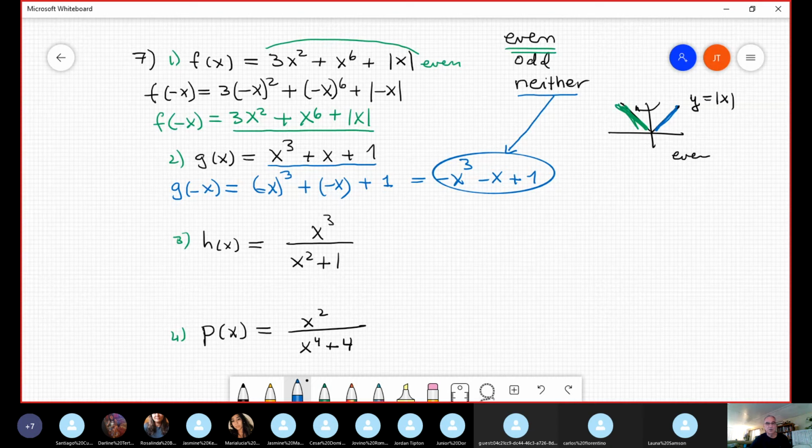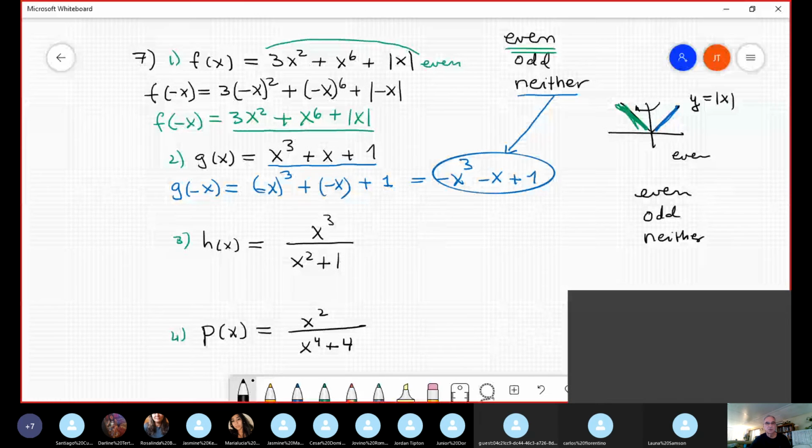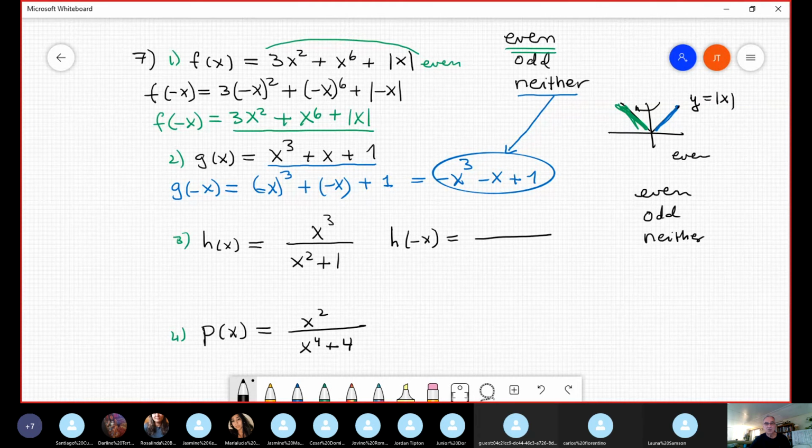Number 3. What do you think about number 3? Using intuition, even, odd, or neither? Odd, very well. Jovino Romero is good. So remember you are doing the reflection. In this case, the top part changes, because it's negative, at this point it is odd. But in the bottom, no, it stays the same.